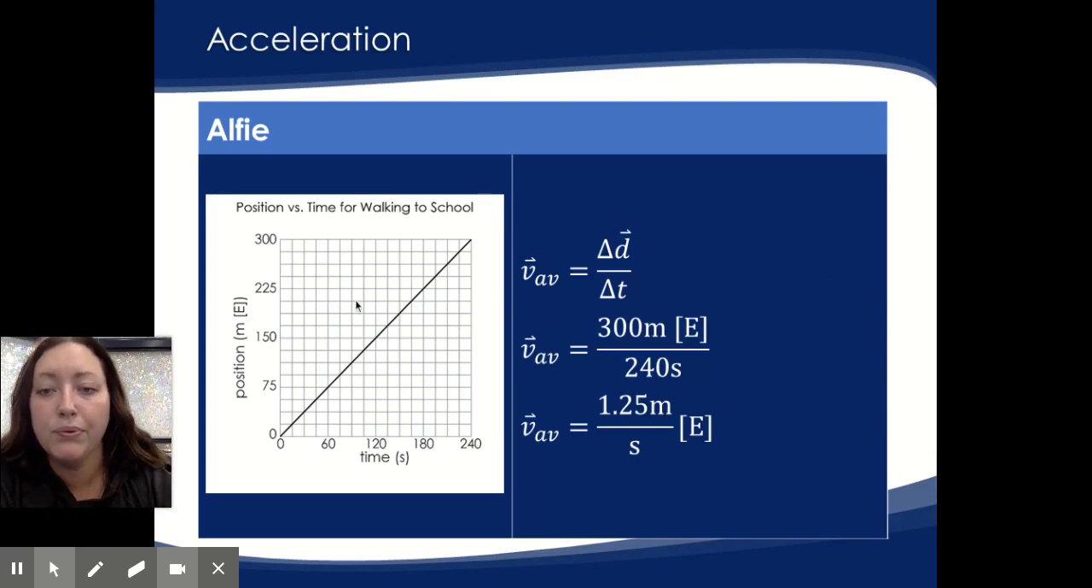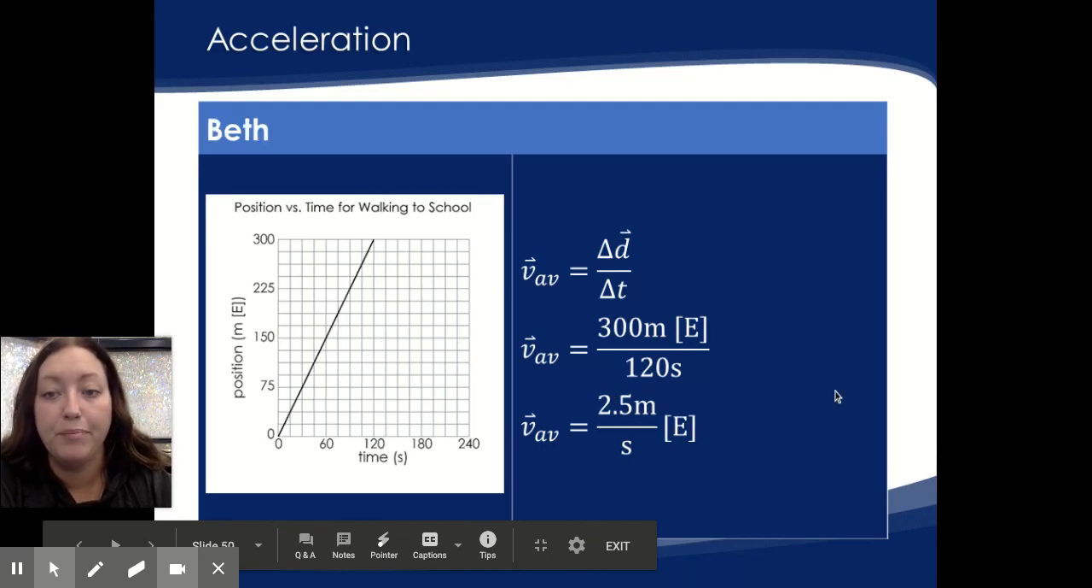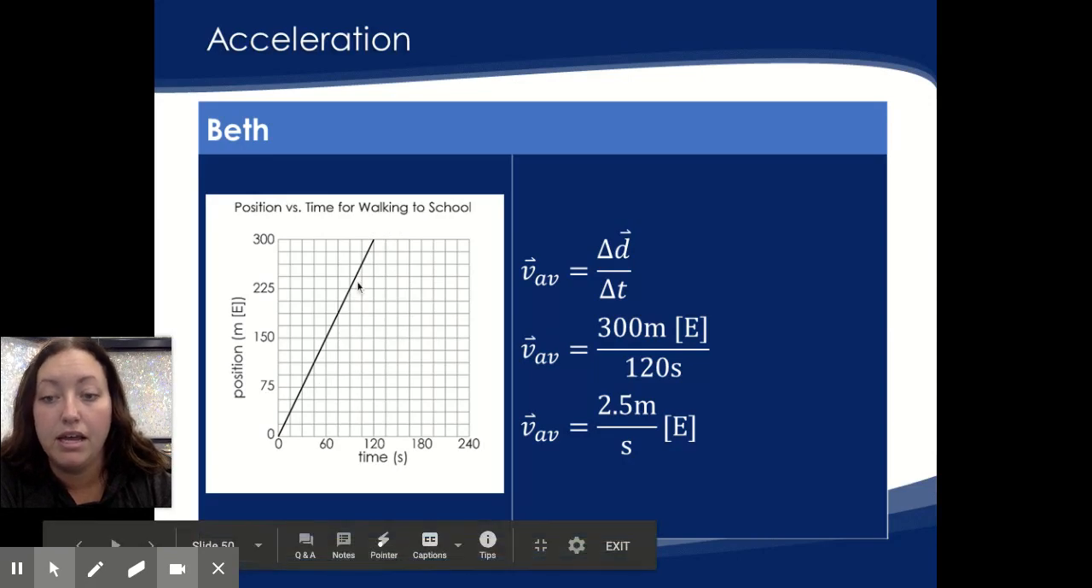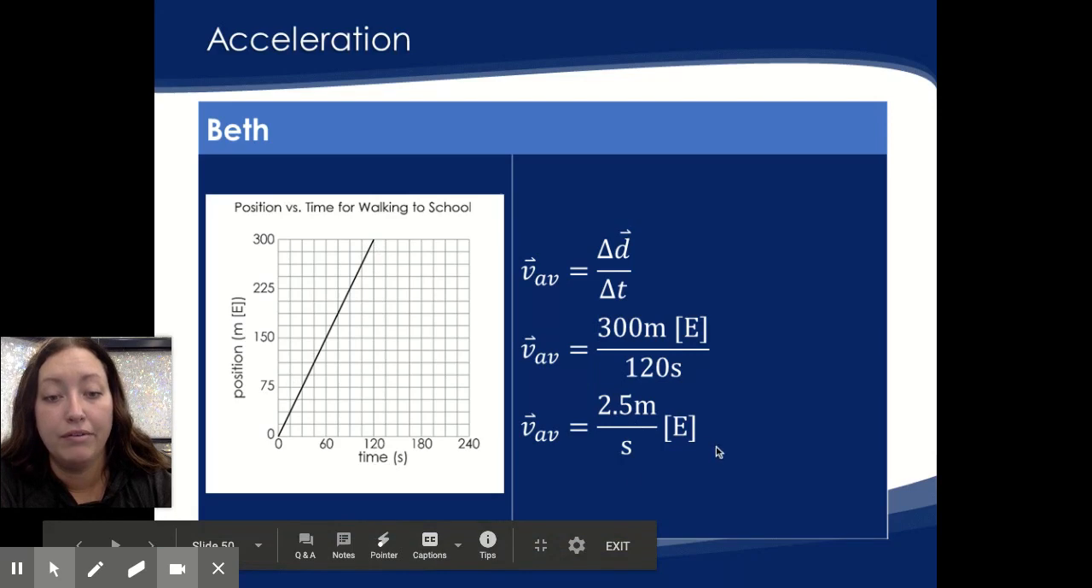So here we have Alfie. He's going 1.2 meters per second. Beth, okay, notice the steepness of this line. She is going 300 meters in 120 seconds. So her average velocity is twice as much as Alfie's. So she's going 2.5 meters per second east.